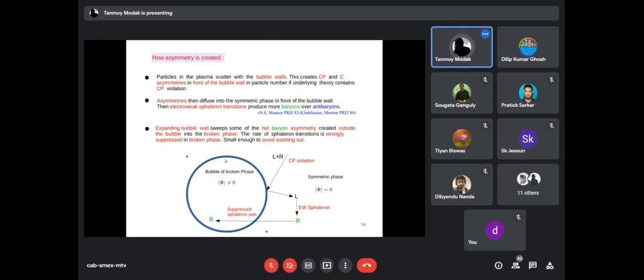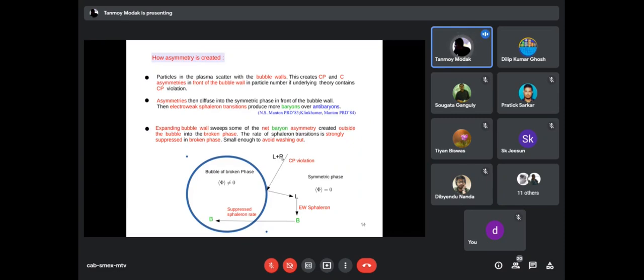So you can see this picture. The inside of the blob is denoted as broken phase, where the vacuum expectation value of the field is non-zero. And you have the symmetric phase outside, where the vacuum expectation value is 0. The thick blue line is called the bubble wall. Inside the bubble is the broken phase, and outside is the symmetric phase, where the electroweak symmetry is not broken. And L and R are basically left-handed fermions and right-handed fermions.